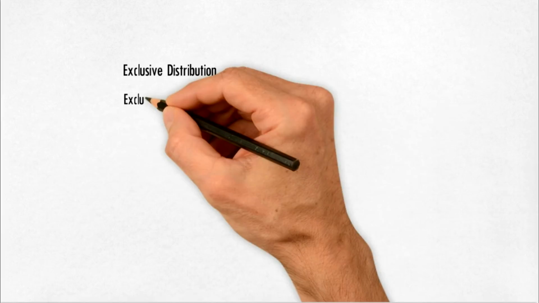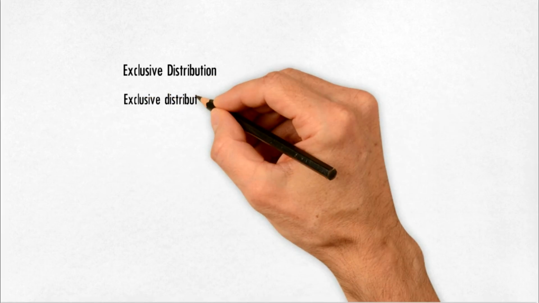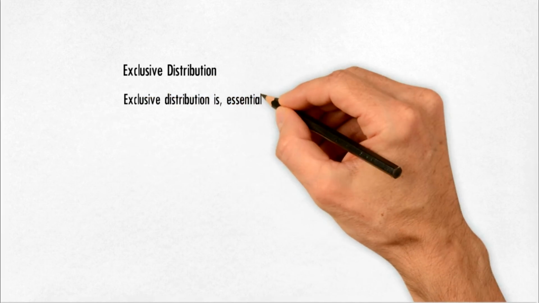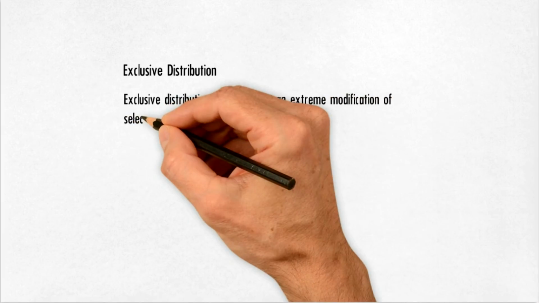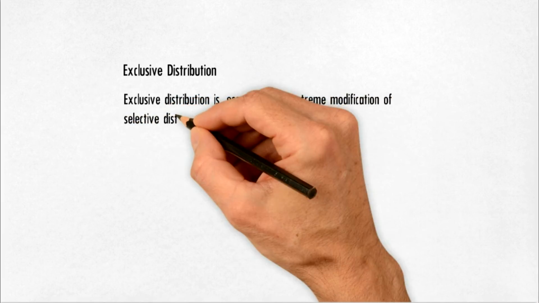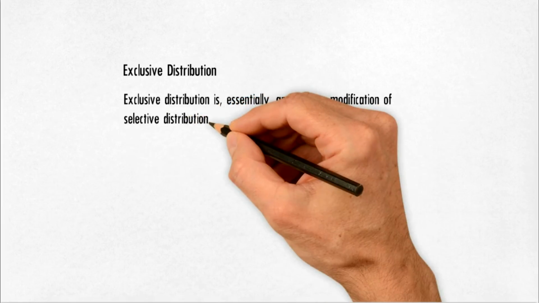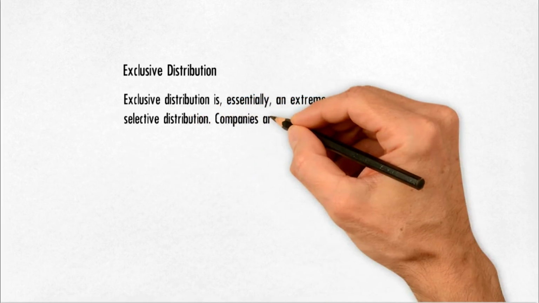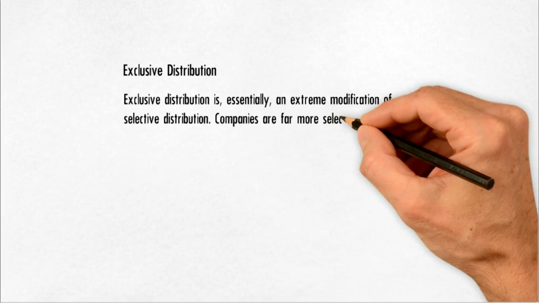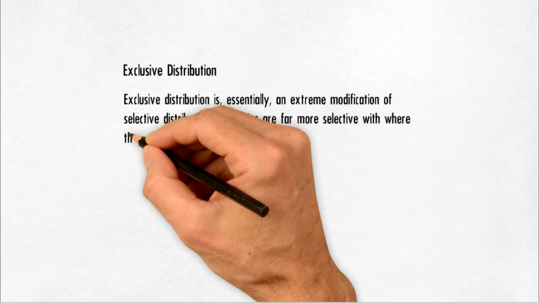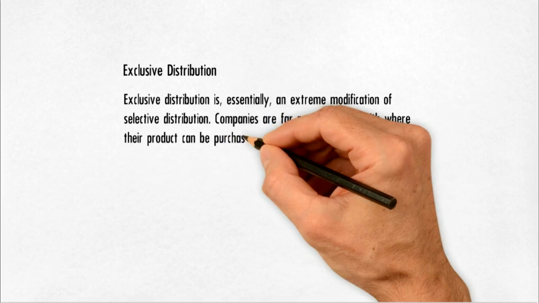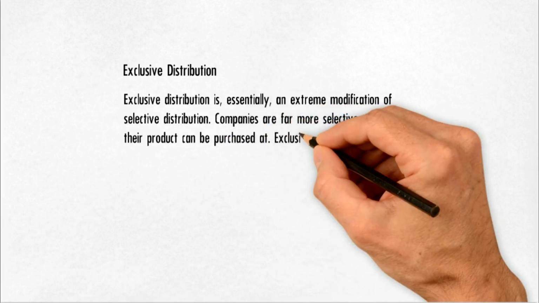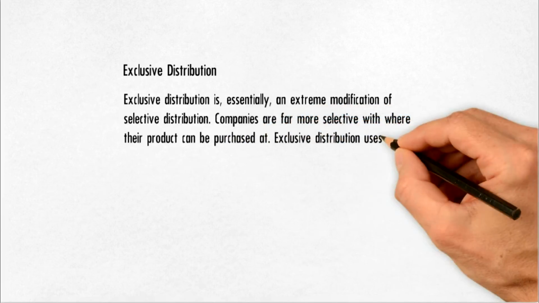The third level of distribution intensity is exclusive distribution. Exclusive distribution is essentially an extreme modification of selective distribution. Companies are far more selective with where their products can be purchased. Exclusive distribution uses one distributor for an entire region. An example of a product which falls under exclusive distribution is high-end luxury vehicles. For example, Rolls-Royce vehicles are exclusively distributed.